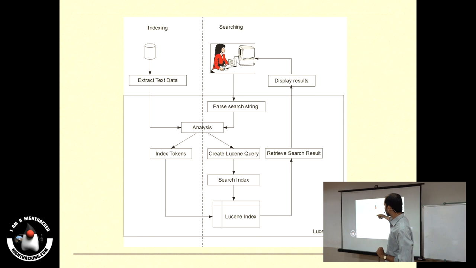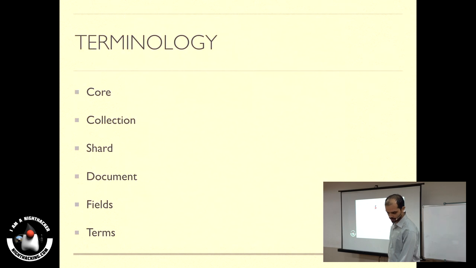So you extract the data. Data is pushed into Solr. So this is Lucene or Solr, what do you call it? Analysis happens, and you have the input tokens, and that is pushed into the Lucene index. But in the same place, when a user searches, the search string is passed, a Lucene query is created, and again it goes into the same index. So when a search happens, the results are retrieved and shown to the user. So this is pretty easy.